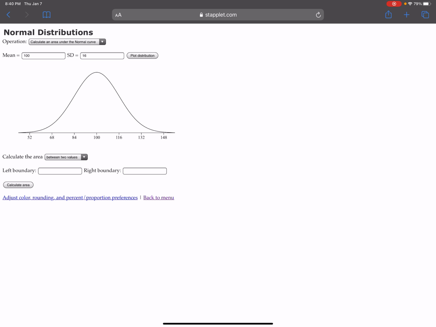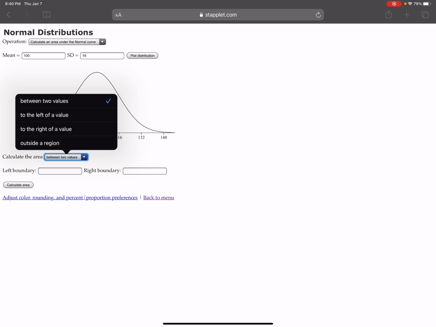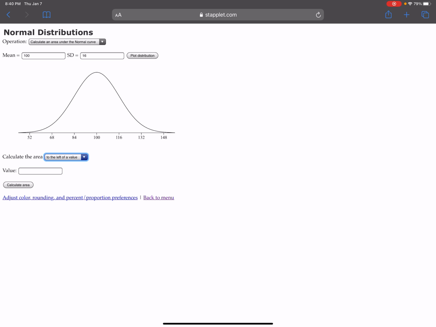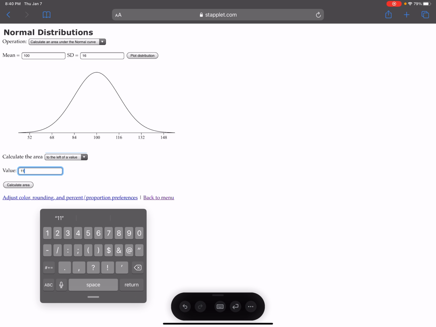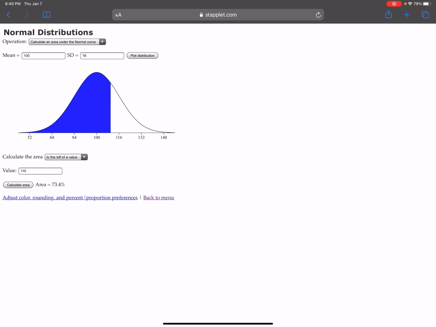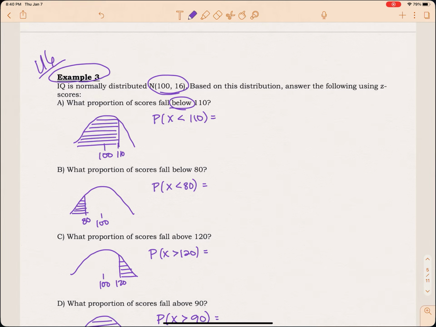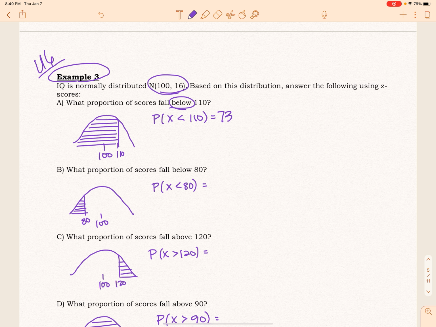So since I want the value for below 110, I want the area to the left of a value. And then, of course, I will just type in that value, and I get 73.4%. Or you can write it as a decimal. Doesn't matter to me which way you do it. But that is very straightforward and very easy to do.